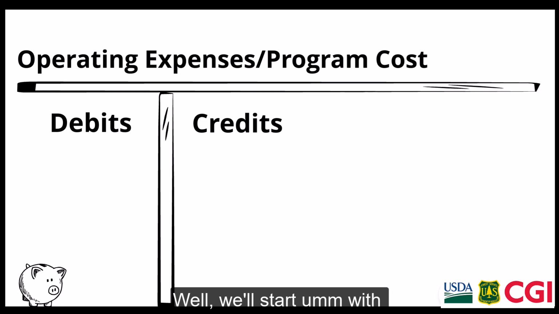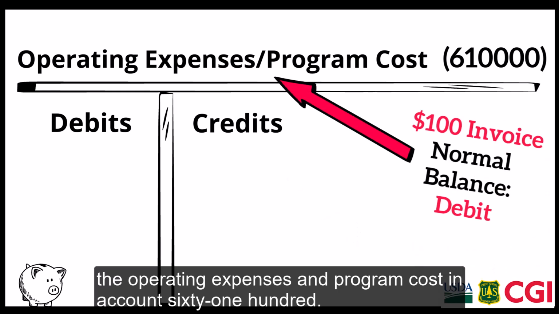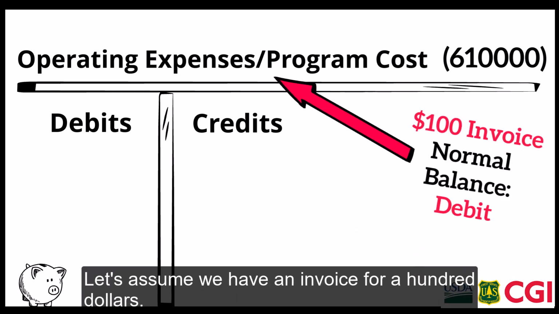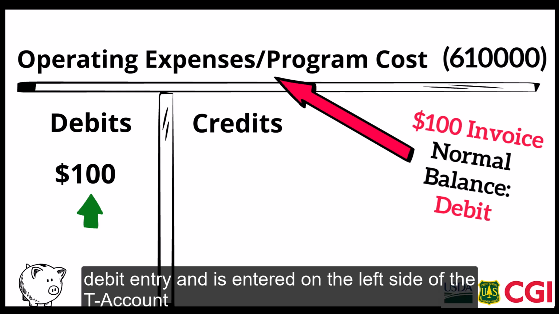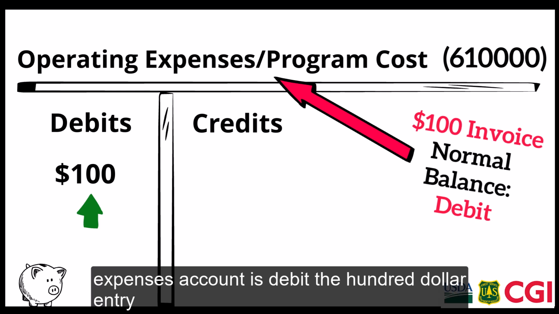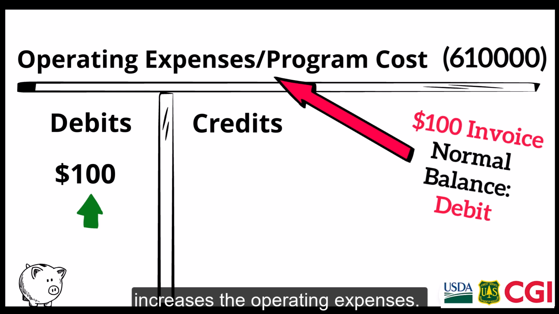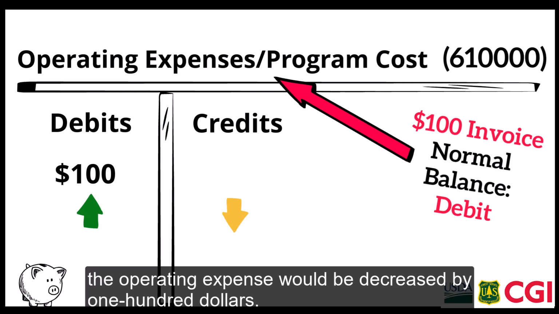Well, we'll start with the operating expenses and program cost in account 6100. Let's assume we have an invoice for $100. The $100 invoice will be represented as a debit entry and is entered on the left side of the T account. Because the normal balance for the operating expenses account is a debit, the $100 entry increases the operating expenses. Now, incidentally, if this entry were a credit, the operating expenses would be decreased by $100.